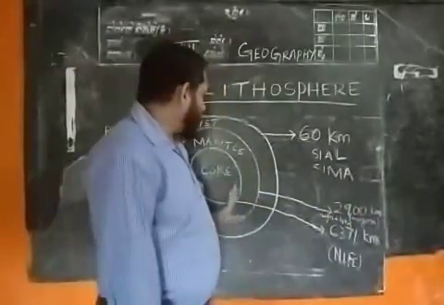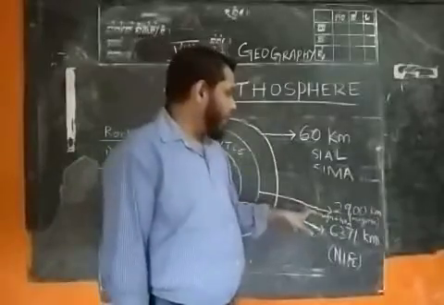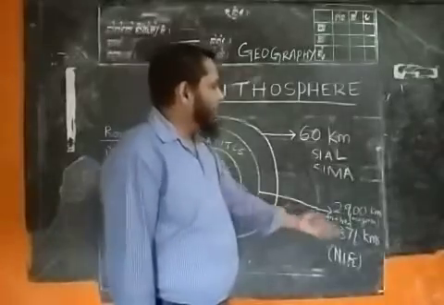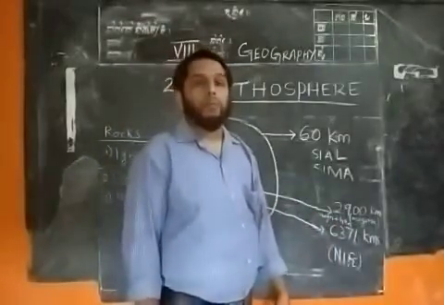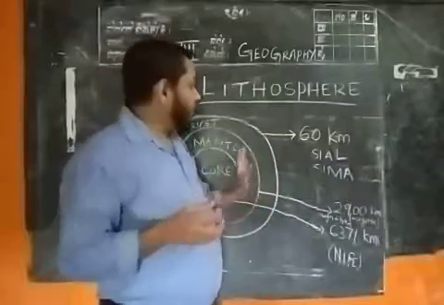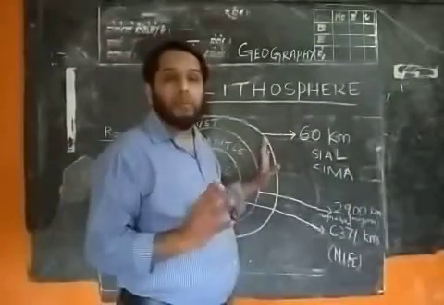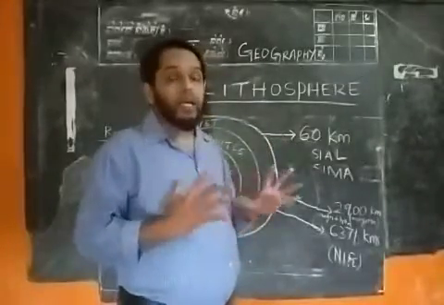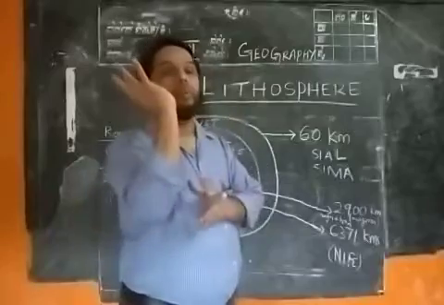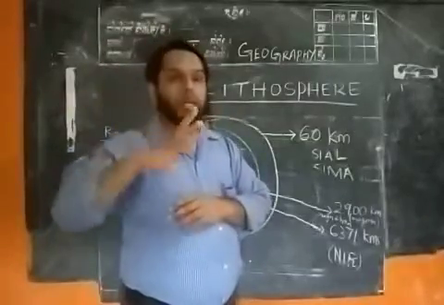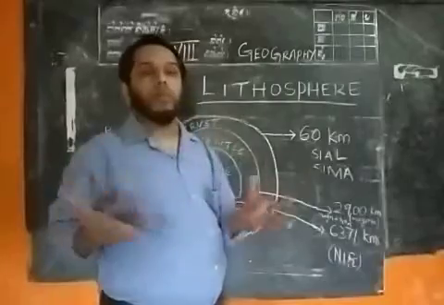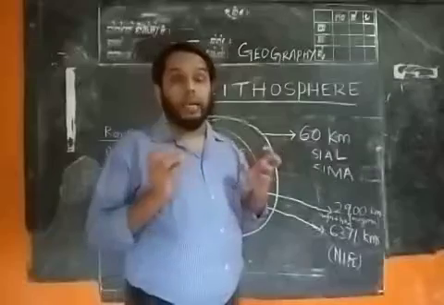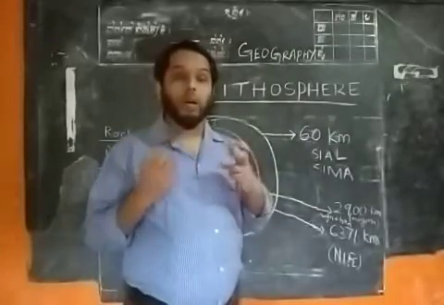Coming to the mantle, we know the mantle has a depth of 2,900 kilometers. It contains magnesium and iron, and we call it magma, molten magma. If there are any gaps or cracks in the crust region, what will happen? The magma will penetrate and push up, and when it comes outside we call it lava. It is just like burning fire, liquid burning fire.